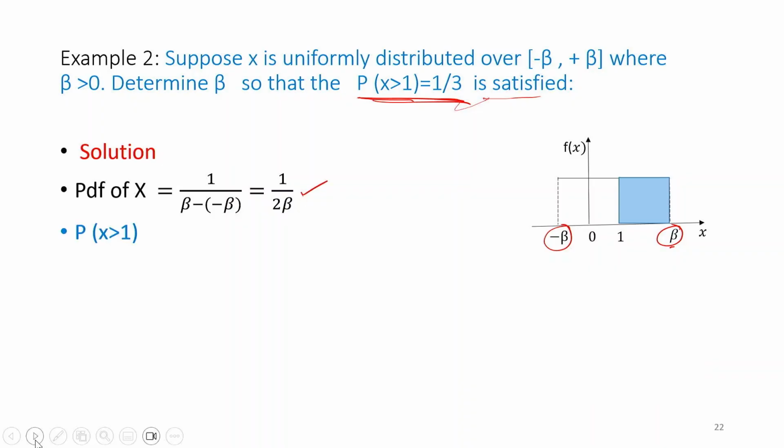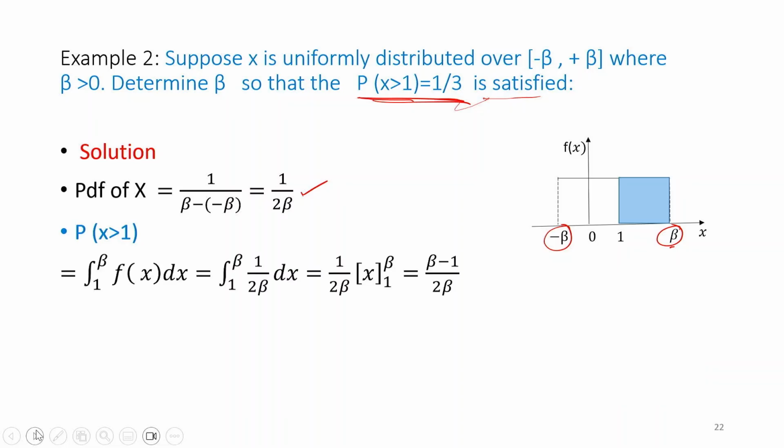Next is probability x greater than 1. If we try to find out, the rule is that the density function has to be integrated over the limit. What is the limit? We have to start greater than 1. This would be greater than equal to 1. So from 1 to beta, we have to integrate this density function f(x) dx. So we write integration 1 to beta, and what is f(x)? 1 upon 2 beta. We write 1 upon 2 beta dx.